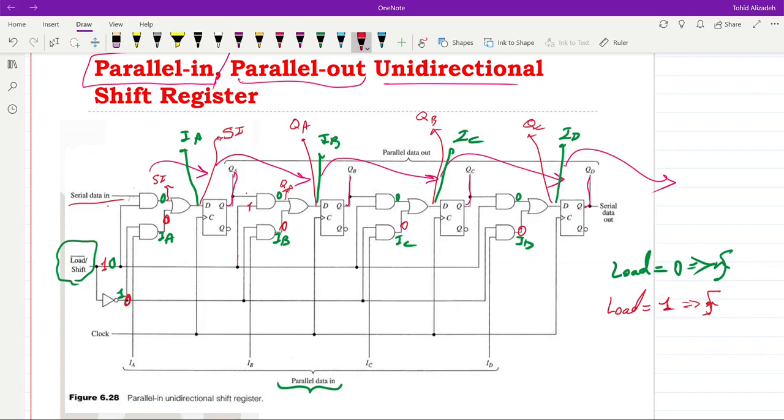The first one will receive data from outside, from the serial in. The second one will receive it from the first one. Third one will receive it from the second one, and so on and so forth. So shifting will happen in this case. Shifting towards the right by 1 bit position. These are two options that we have for this configuration.